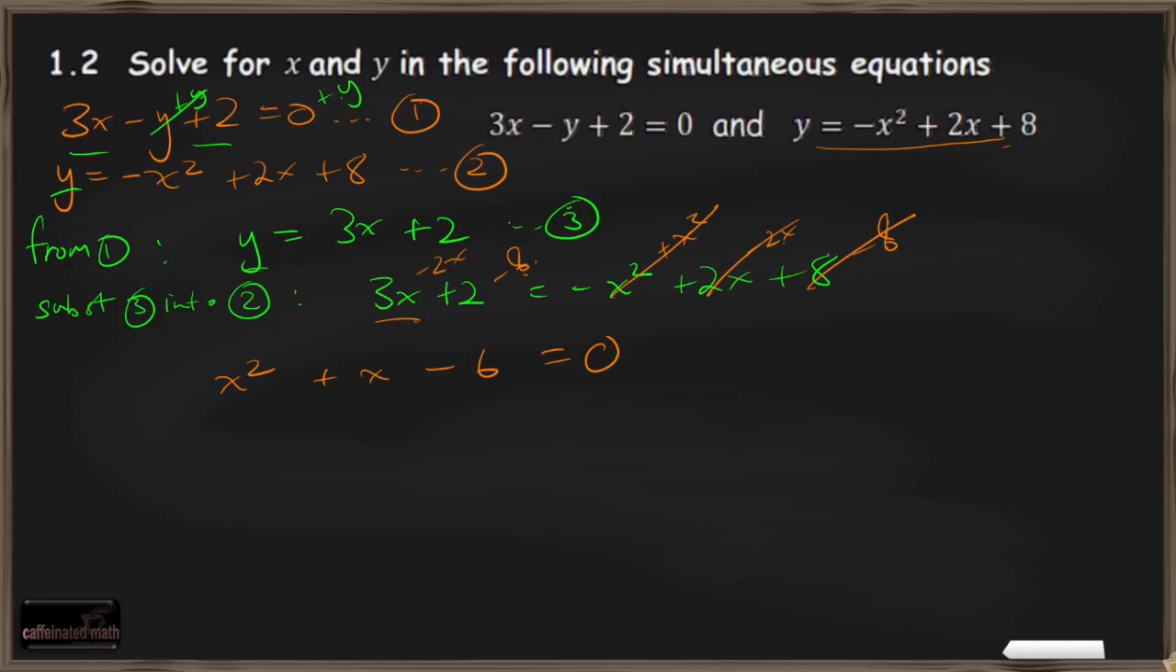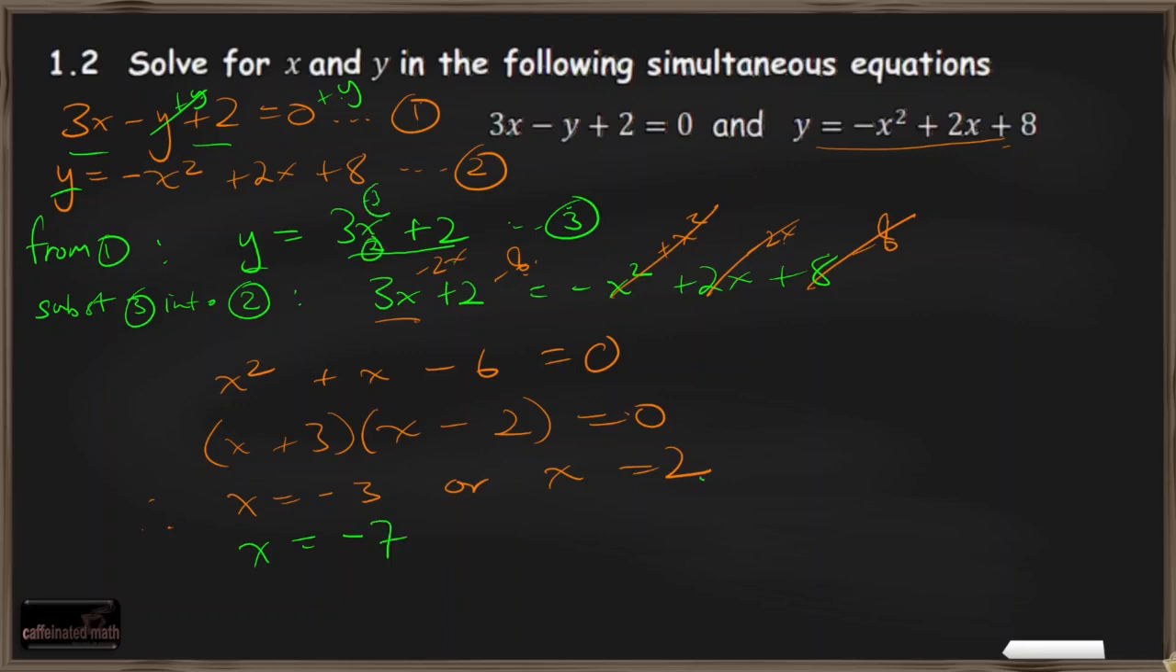So what happens now is just plain and simple factorization. So that will be x plus 3 and x minus 2 all equal to 0. Therefore x is equal to negative 3 or x is equal to 2. Let's not forget that we still have a y to solve for, so if we sub minus 3 in here, we'll have minus 9 plus 2, which would be equal to negative 7. And then if we use the 2, 3 times 2, which is 6, and 6 plus 2 is equal to 8.